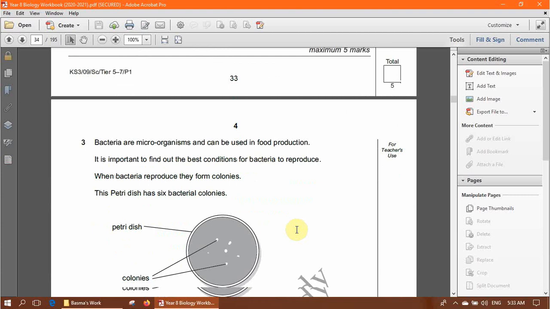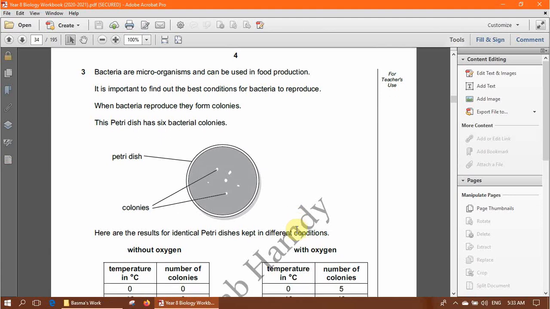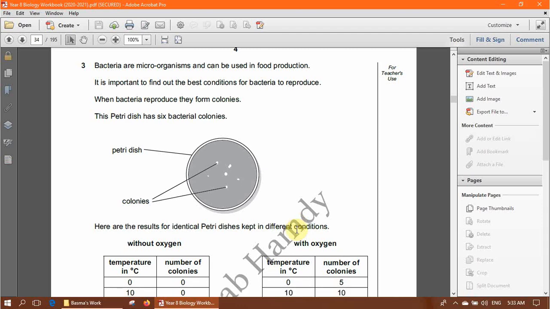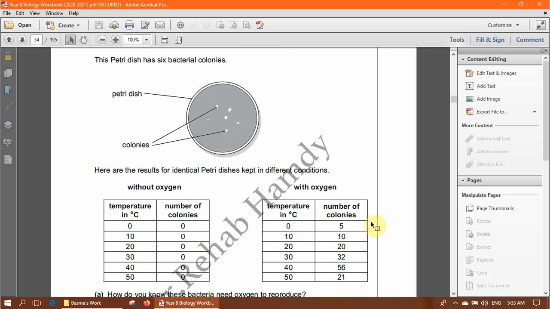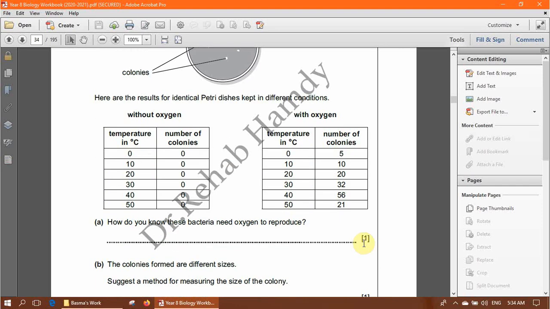Okay, now the bacteria are microorganisms and they are used in food production. So I have here some colonies of a bacteria. I'm testing the best ways for the bacteria to reproduce. So the results were shown as follows: without oxygen and with oxygen. As you see, in the absence of oxygen, no colonies of bacteria were formed on the petri dish, but with oxygen, there were colonies of bacteria, and as you increase the temperature, the number of colonies increased too. So how do you know that these bacteria need oxygen?